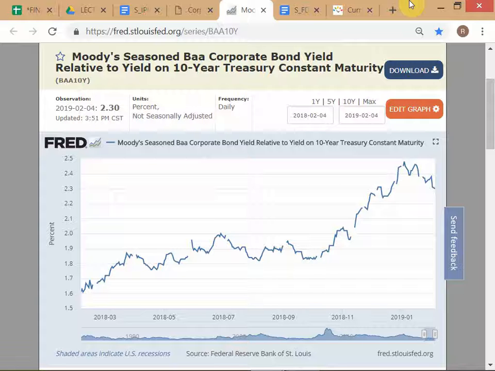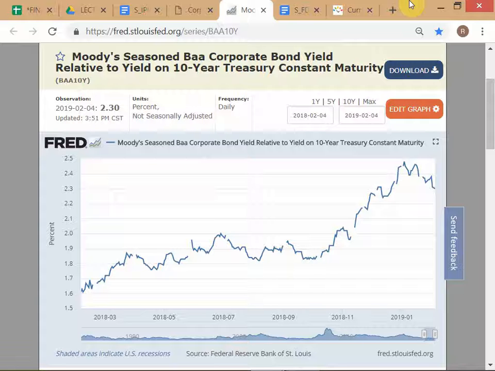If your risk is going up, are you going to demand less return or more return as an investor? More return. So that's why you see the yield going up. The YTM is going up. That means debt investors are demanding a higher and higher YTM to invest in those corporate debt securities.